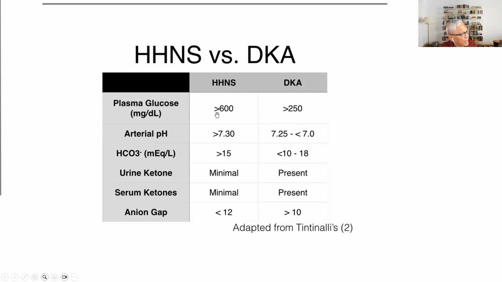All right. And as you notice over here, in HHNS, they might have ketones, but remember the magic number 5%? Okay, so it's very, very minimal. And then the anion gap is much more severe in diabetic ketoacidosis.